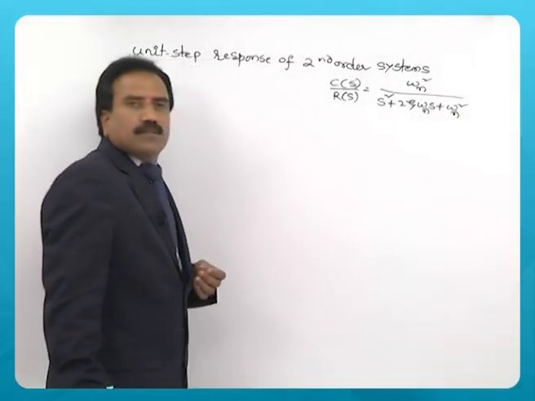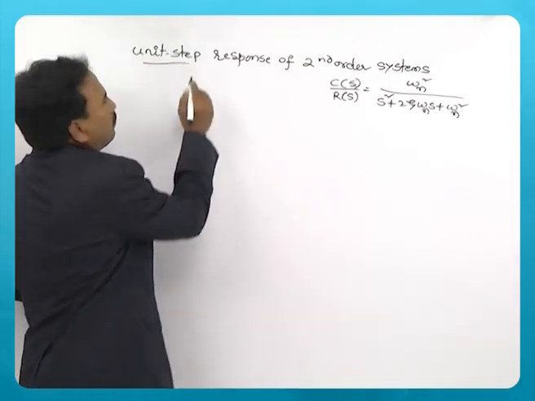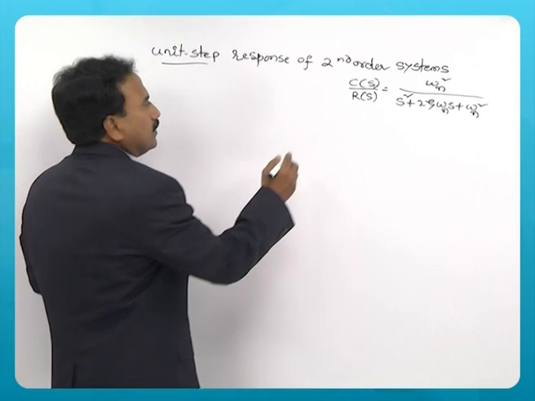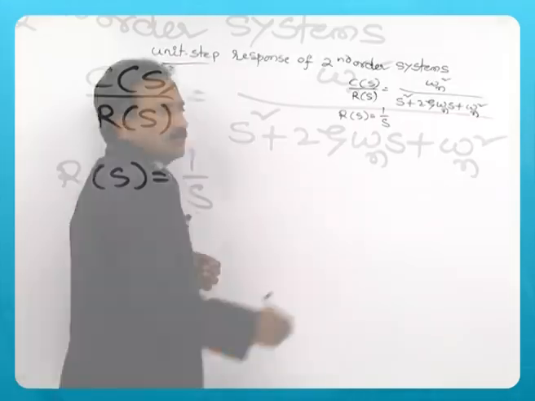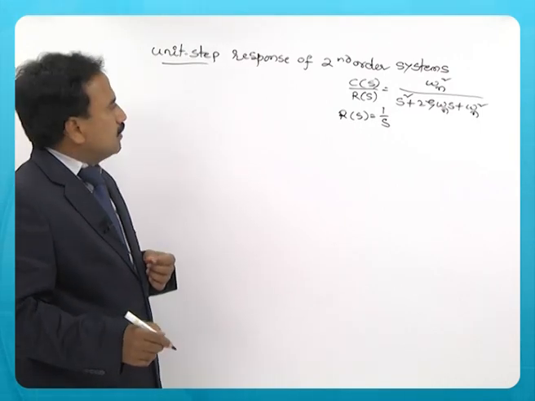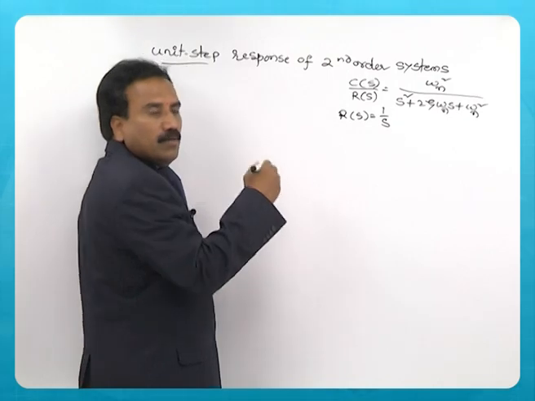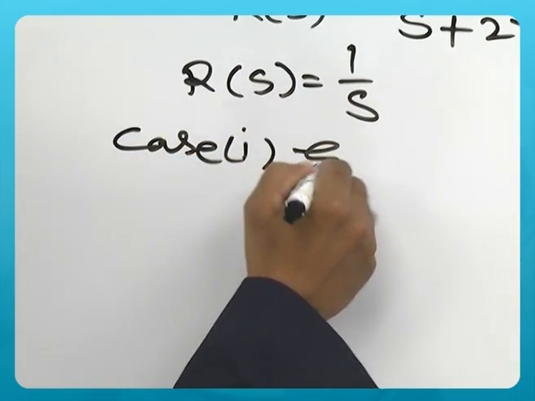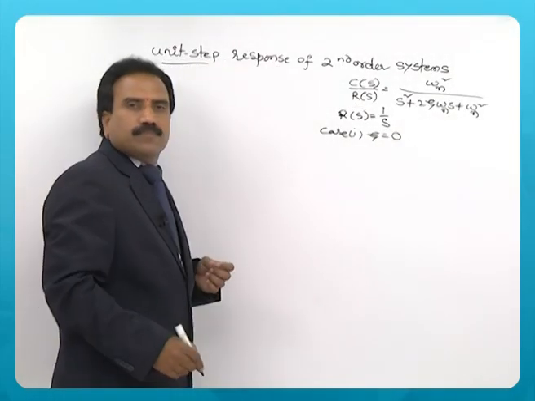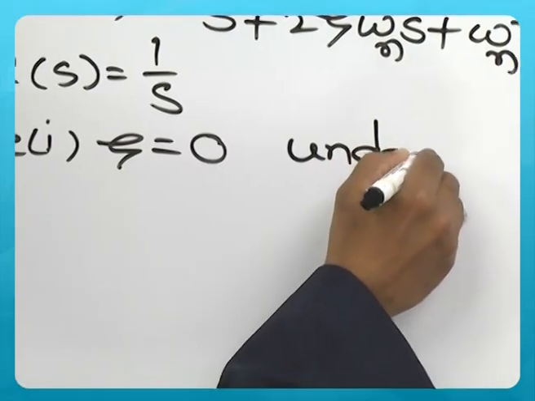Now, I need to excite this system by a unit step input, whose R of s is equal to 1 by s. The Laplace transform of a unit step is 1 by s. And let us assume, always beginning with case 1, that zeta is equal to 0. The meaning of this is that the system is undamped.